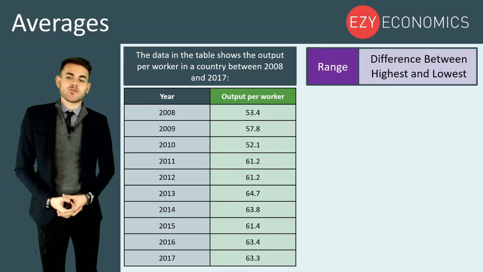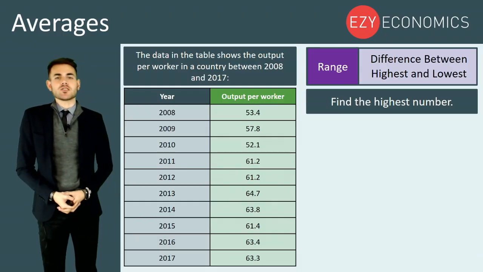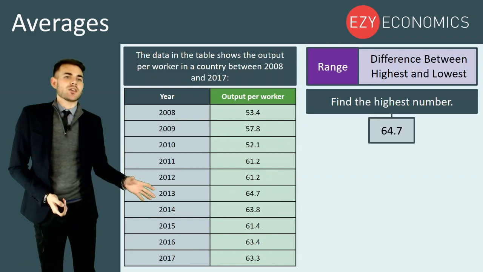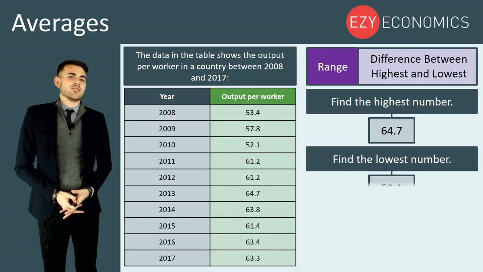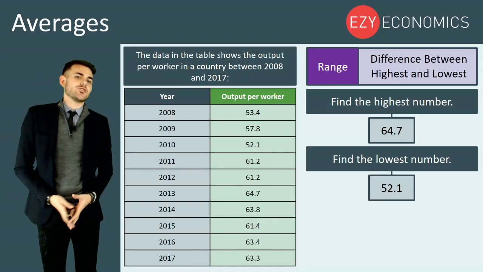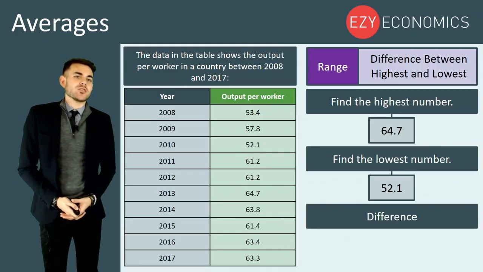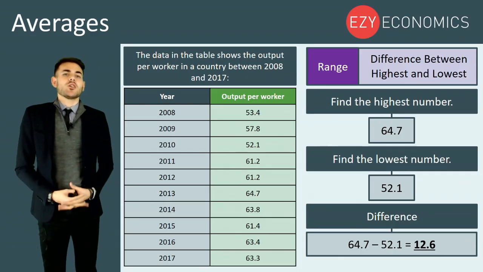Finally then, the range, the difference between the highest and lowest values. Well, find the highest number to start off with then. That is 64.7 in the year 2013. The lowest number is going to be the value in 2010, which is 52.1, and the difference is going to be 64.7 minus 52.1, which is 12.6, which is the range.